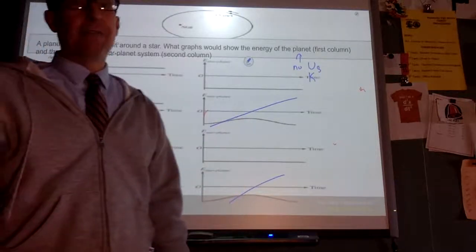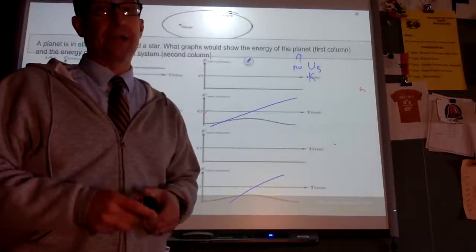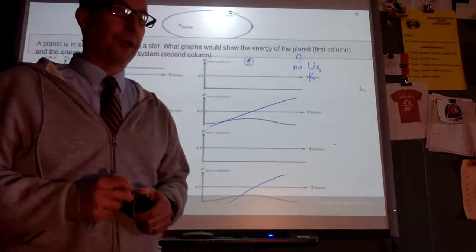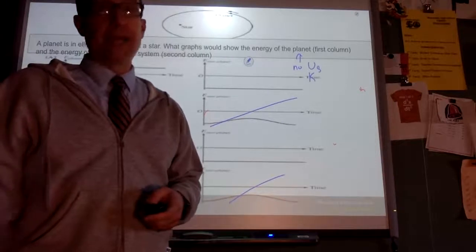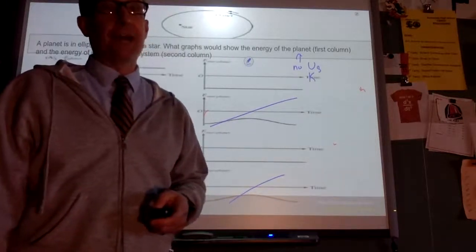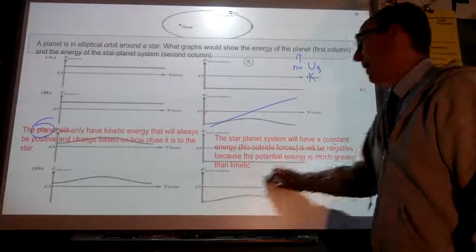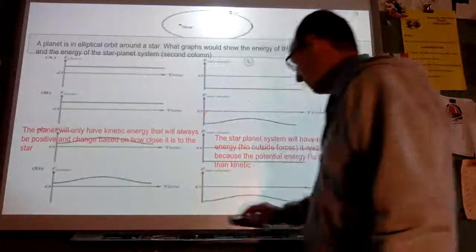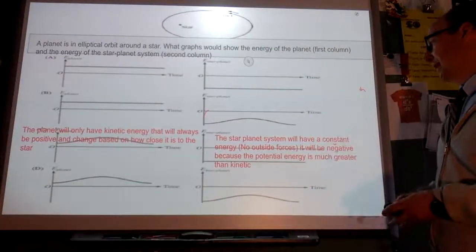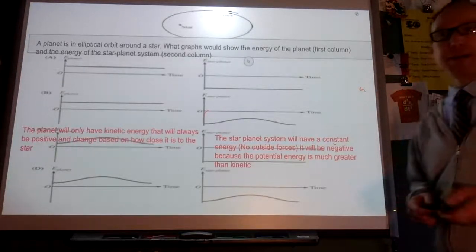If you look at all of these, the total energy is negative in every choice they give you. That's because the potential energy is going to dwarf any kinetic energies you have in these types of systems. So the total energy is always going to be negative because of the potential energy being negative. And again, that's just how they define it. So the planet will only have kinetic energy that will always be positive and change based on how close it is to the star. It's always positive because the v is squared. The star-planet system will have a constant energy, no outside forces. It'll be negative because the potential energy is much greater than the kinetic.